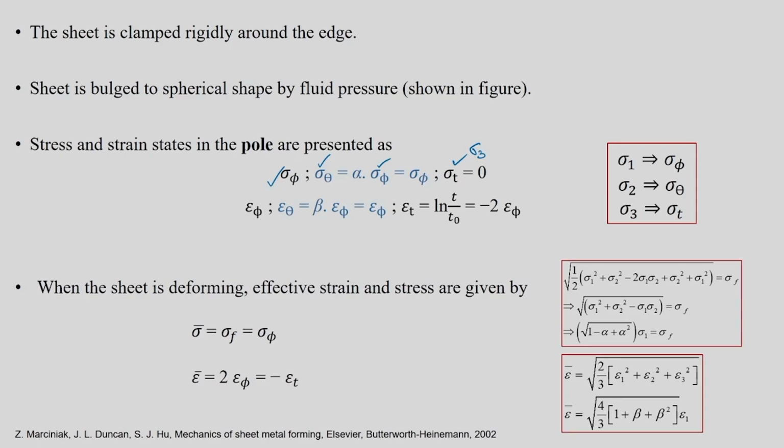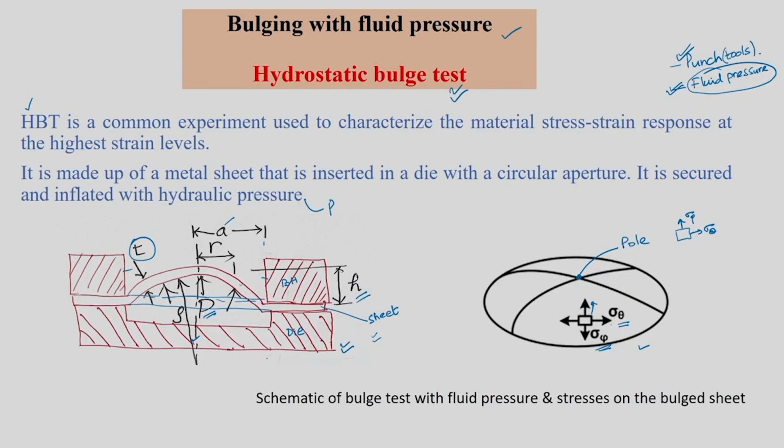So, you can get the nomenclature: sigma phi is like sigma 1, sigma theta is like sigma 2, sigma t is like sigma 3, which you are regularly following until now. There is a slight change here, but other than this, everything is the same. Now, the pole region is characterized by alpha equal to 1. What I am saying is, in the pole region, if you pick up an element and see the relationship between sigma phi and sigma theta, they both are equal. Sigma phi is equal to sigma theta. So basically we say alpha is equal to 1.